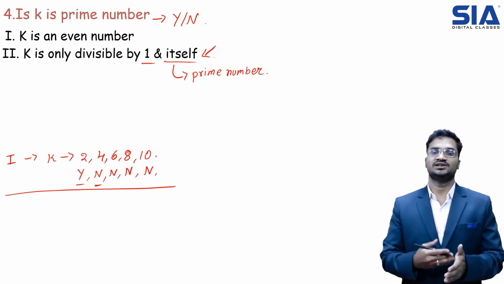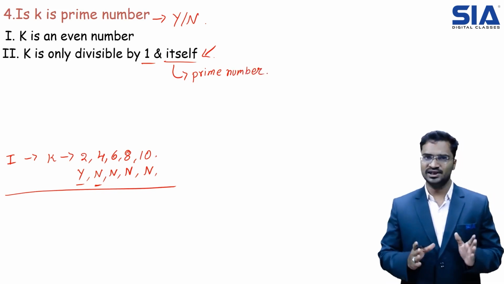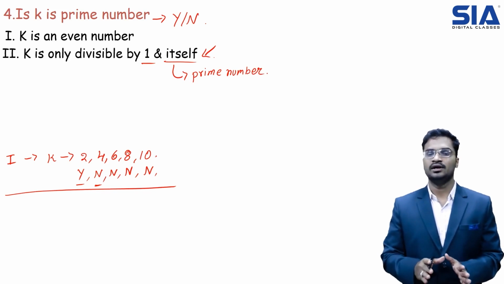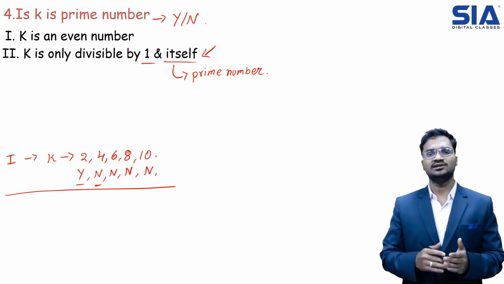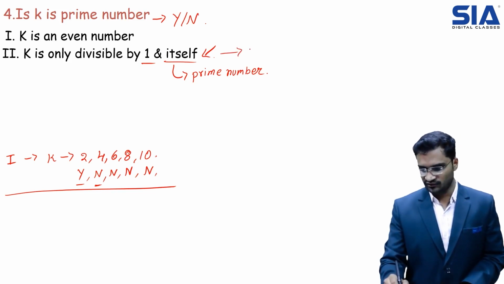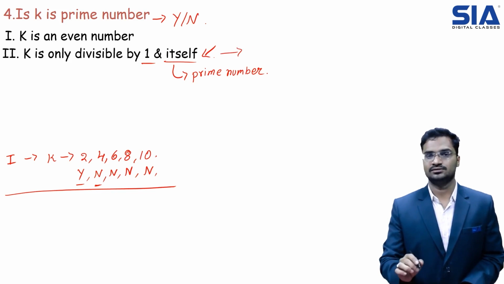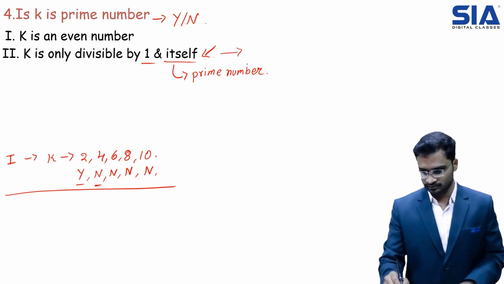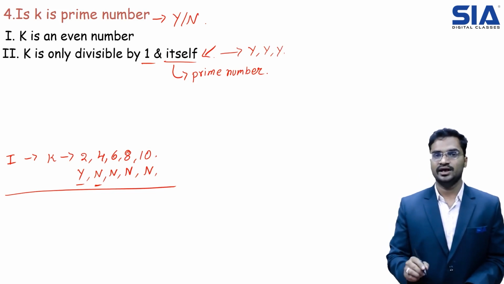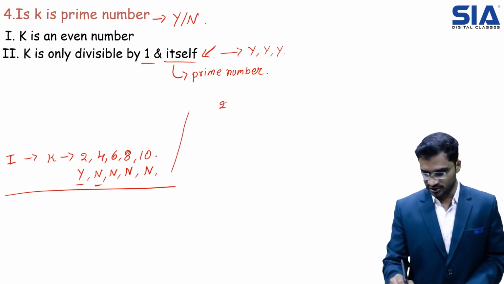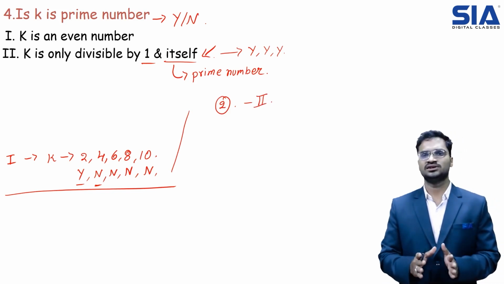So after seeing this second statement, I can simply say that it is the definition of a prime number, and whatever the k values from this definition, k is always prime. So here I am always getting a sure answer. So here the answer is option 2, as statement 2 alone is sufficient to answer this question.